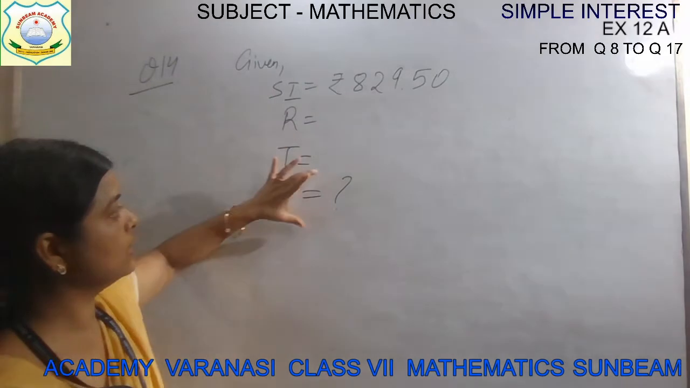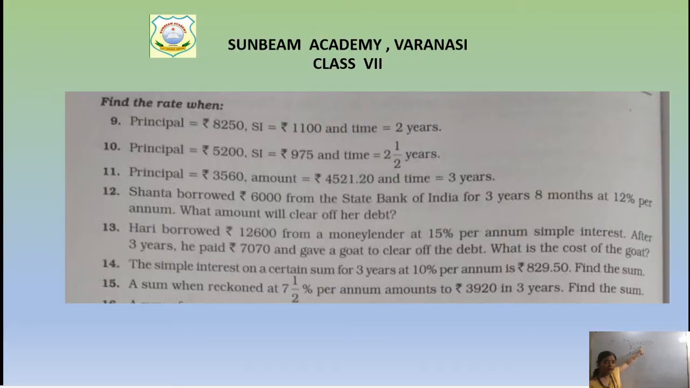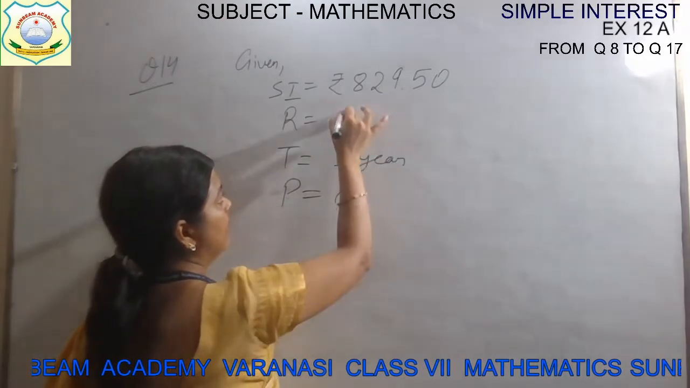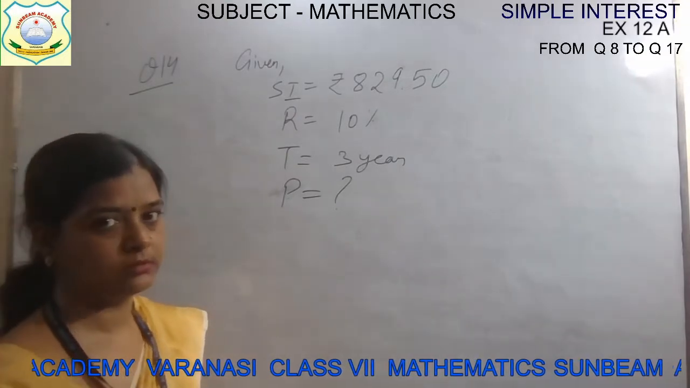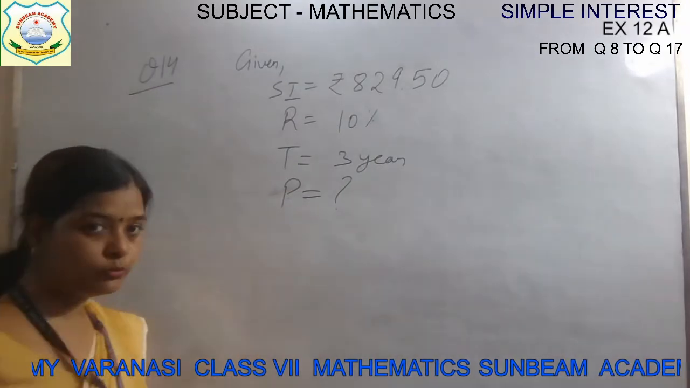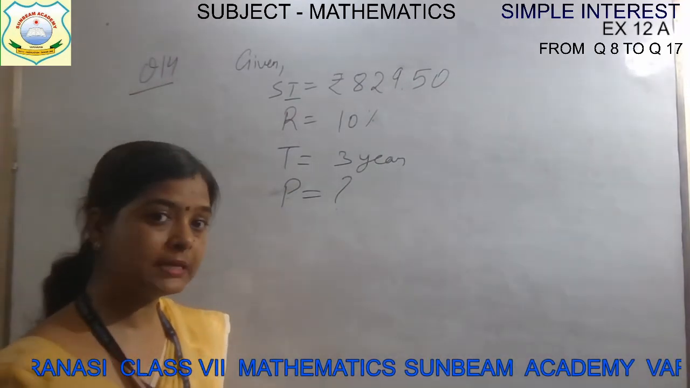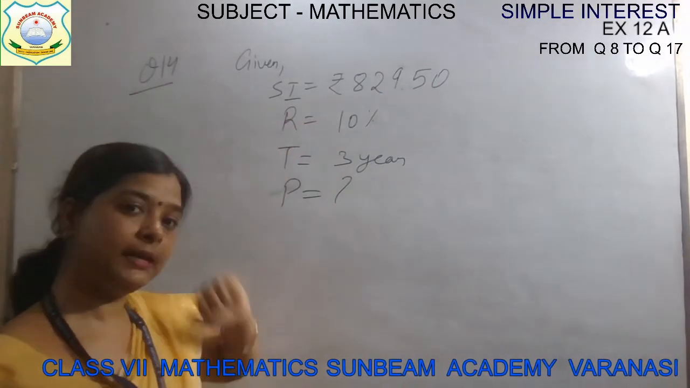Simple interest on a certain sum is this much for 3 years at 10% per annum. So time is 3 years and rate is 10% per annum. This is the question. P we have to find. Where will we get this P value? Either in the amount formula or in the simple interest formula. But we will not use the amount formula, amount is equal to P plus SI, because amount we don't know. So why would we go for that formula? We will go for the simple interest formula.